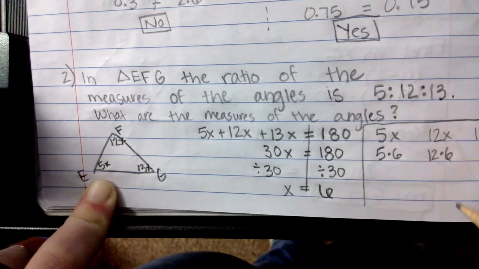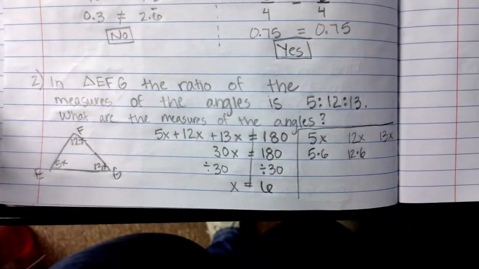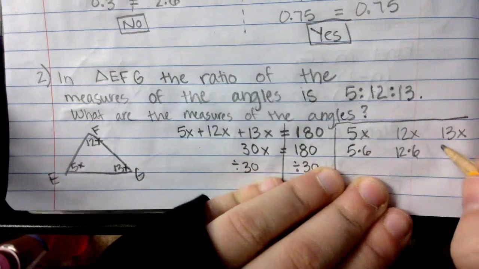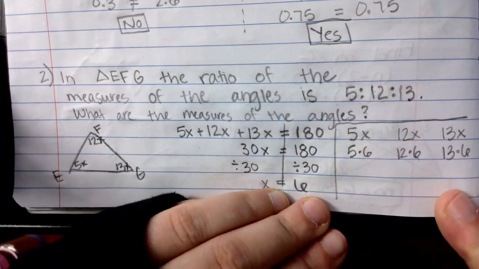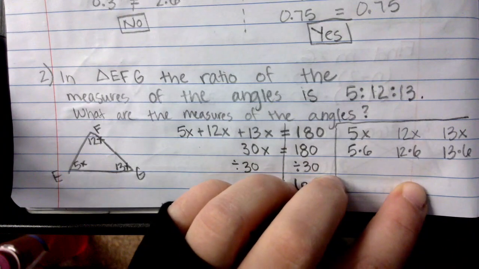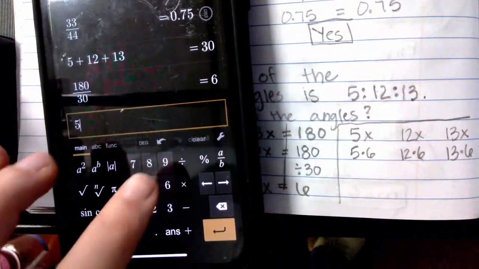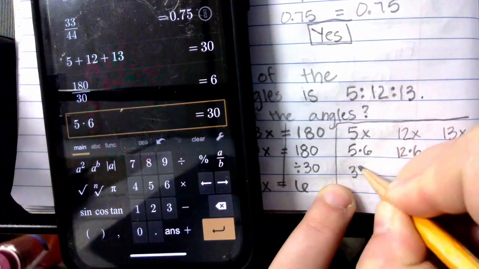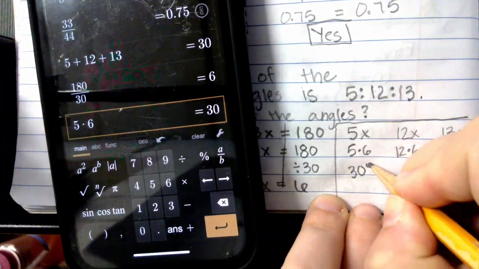All right, 5 times 6, 30. So our first one is 30, and it's an angle, so we're going to say 30 degrees. 12 times 6, 72 degrees. And 13 times 6, 78 degrees.